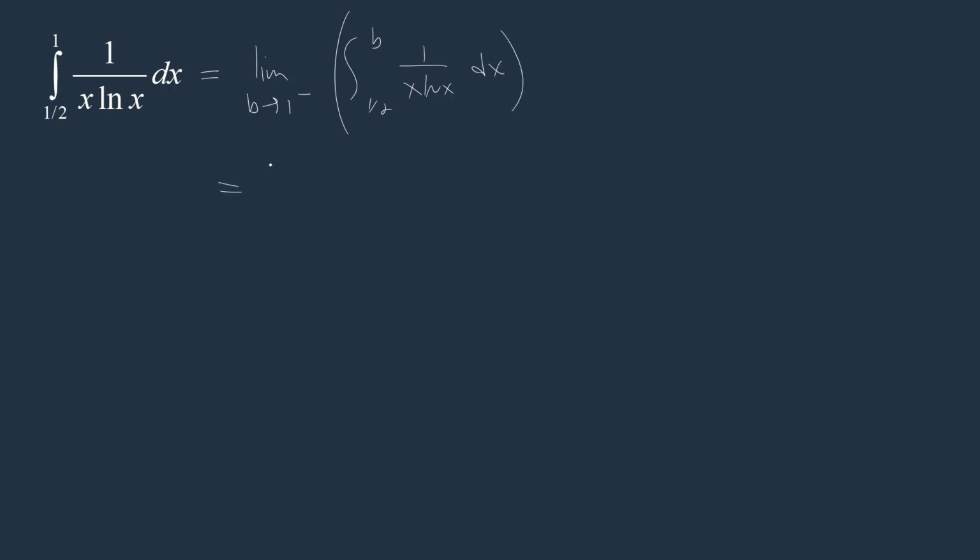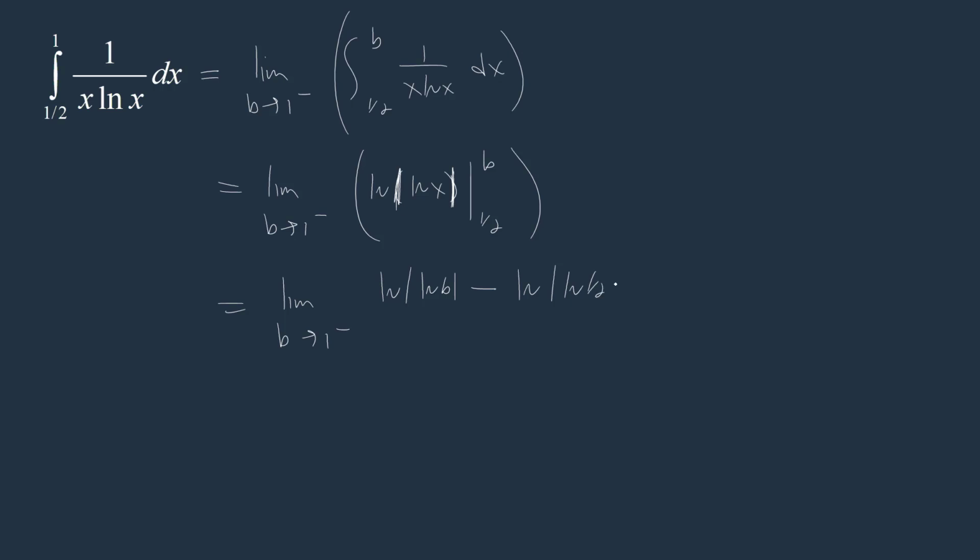That particular integration would then be the natural log of the natural log of x, evaluated from 1/2 to b, and the natural log of x would actually be an absolute value. And that would then be, you then have the limit as b approaches 1 from the left of the natural log, absolute value of the natural log of b, then minus the natural log of the absolute value of the natural log of a half.